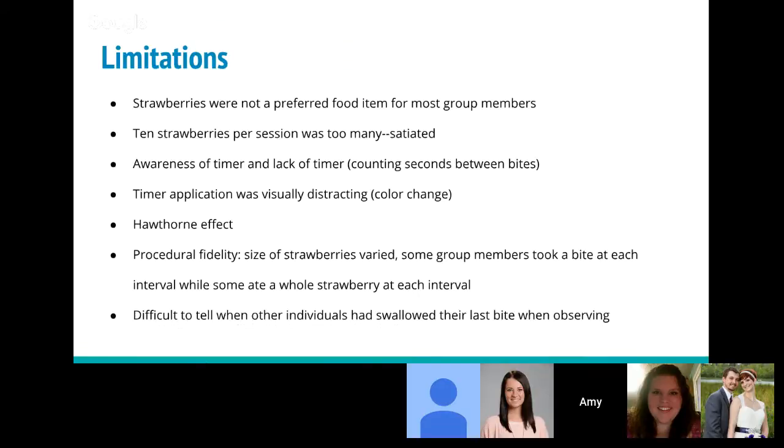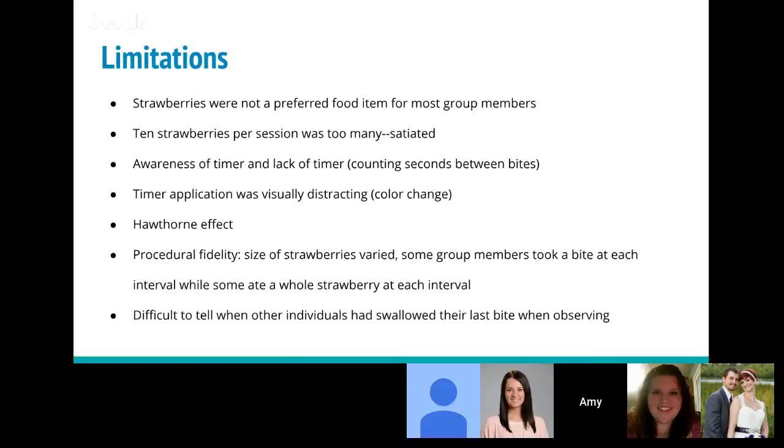Okay, we came up with a pretty decent list of possible limitations to this study. Not all of them apply to the original study, but they're more limitations that we came up with in the replication process. So the first thing we found was that strawberries were not a preferred food item for most group members. We all like strawberries. I don't think anybody really said they didn't like them, but I really had no desire personally to rapidly eat strawberries. Another food may have been more effective to use for me. And I feel like maybe the other group members might feel the same, that perhaps it would have been wiser for us to use each individual's preferred food item instead of using just strawberries.